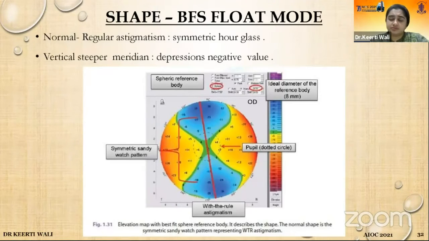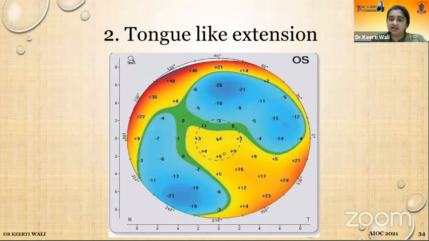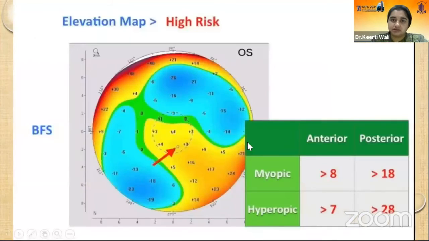So a normal shape on the BFS float mode is the regular astigmatism, which is a symmetric hourglass pattern. Some abnormal shapes include a skewed hourglass, a tongue-like extension, and an isolated island in the center. And elevation maps are considered to be high risk if, on the best fit sphere float mode in a myopic patient, the anterior elevation points are more than 8 and the posterior elevation points are more than 18 microns. And in hyperopic, if the anterior is more than 7 microns and posteriorly more than 28 microns.